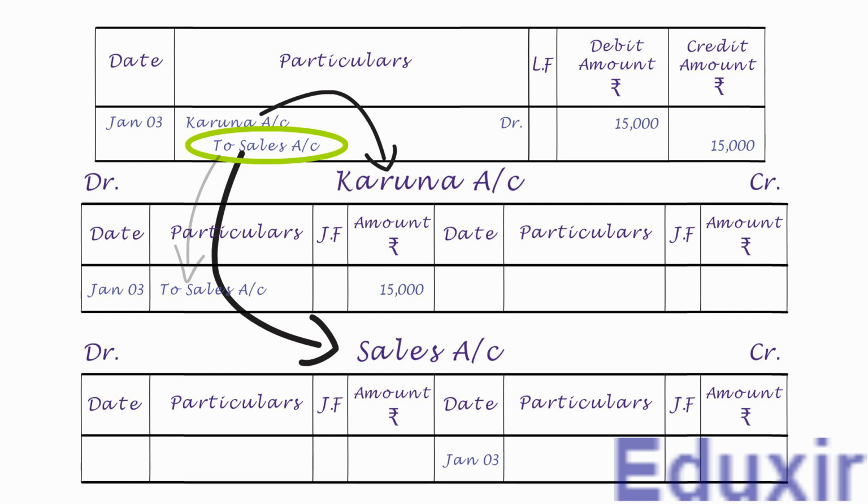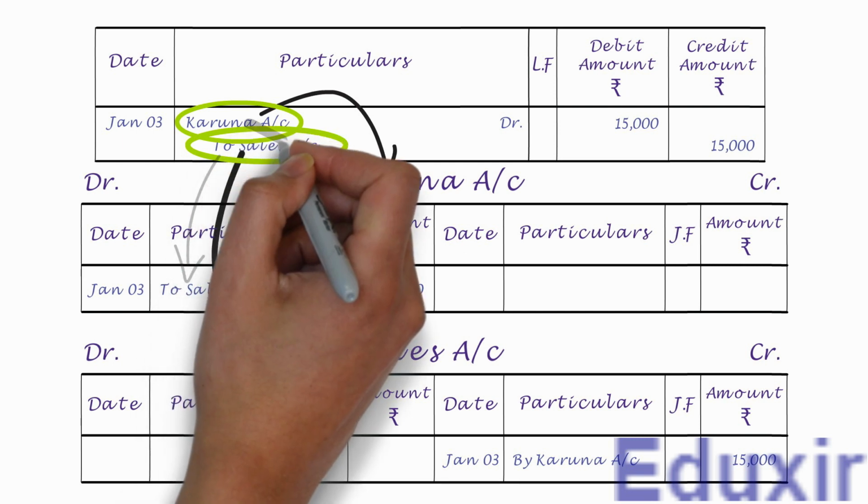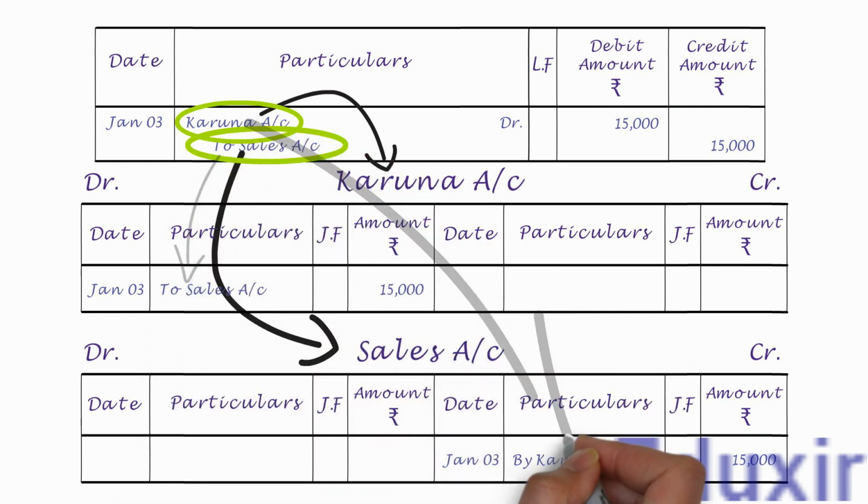The particulars column entries on the credit side are always prefixed with By. Also, we need to write Karuna, signifying that sales are done to Karuna. Let us now write the credit amount of 15,000 rupees into the credit amount column. Note here that in the journal, the Karuna account is the debit entry. The debit account name has to be entered into the particulars column on the sales account's credit side.